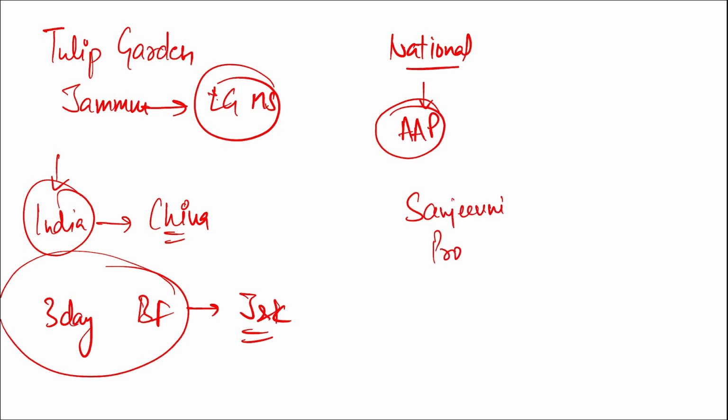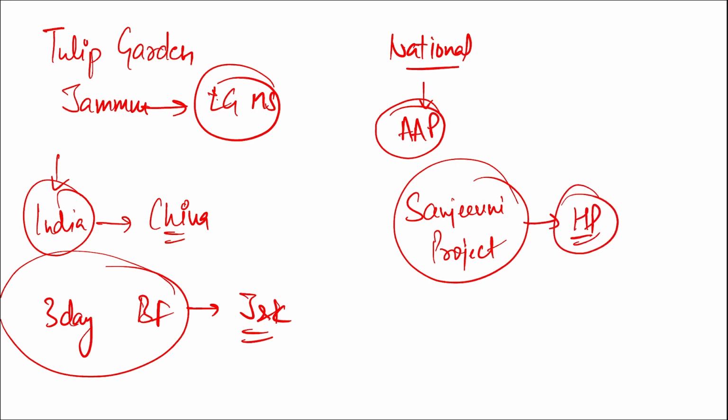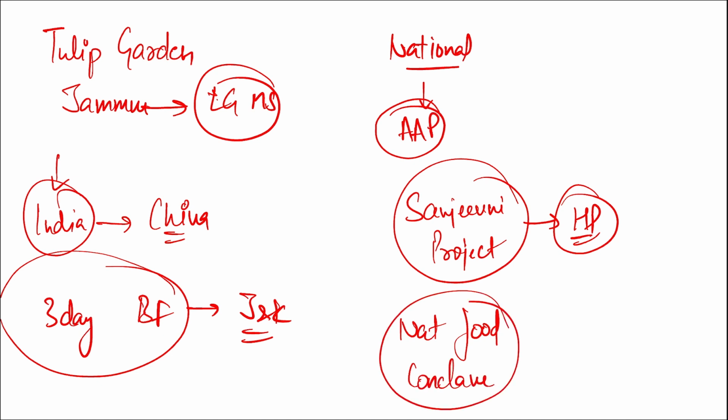Sanjeevani project. This was launched by whom? It was launched by which state? Himachal Pradesh. Sanjeevani project. Then apart from this, National Food Conclave. This National Food Conclave was organized where? It was organized in Hyderabad. National Food Conclave, right? Then who launched a unified portal on narcotics? It was launched by the Central Bureau of Narcotics.